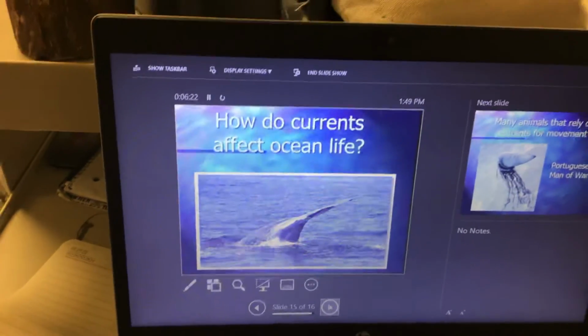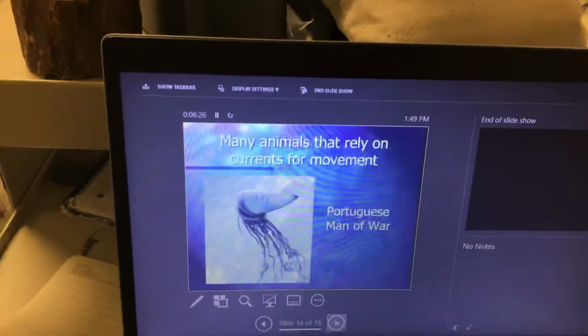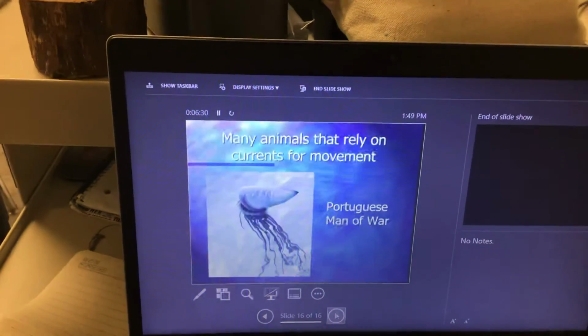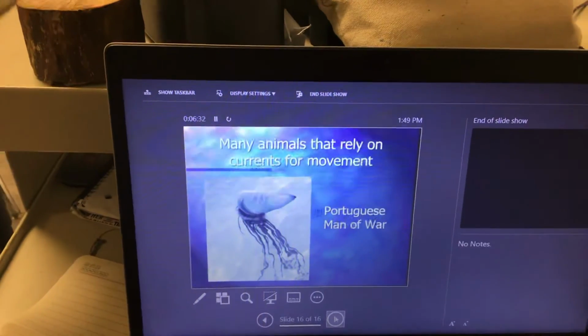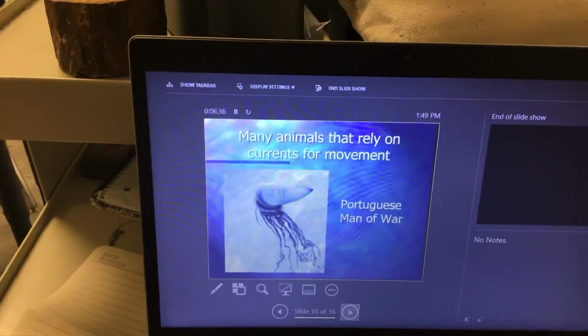Don't write anything. How do currents affect ocean life? There are a bunch of animals that rely on currents. Okay, things like plankton and krill and jellyfish. They can't really swim on their own. They need the currents to move them.